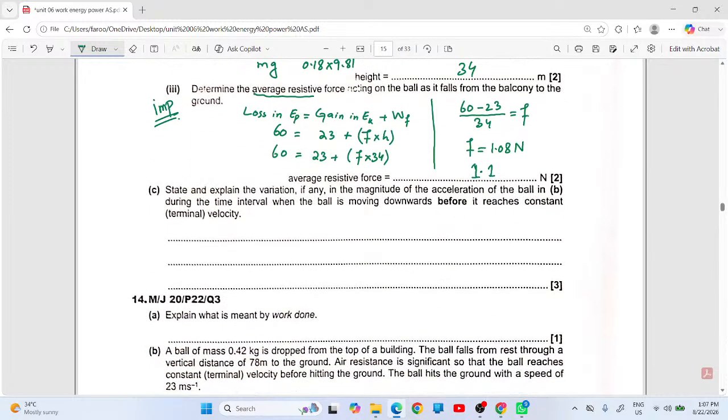Next is state and explain the variation, if any, in the magnitude of the acceleration of the ball during the time interval the ball is moving downward before it reaches a constant terminal speed. The drag force or the resistive force is upward, weight is downward. So net force equals weight minus resistive force. And you know that resistive force is proportional to speed. As speed increases, resistive force also increases in downward motion, which decreases the resultant or net force. When net force decreases, acceleration also decreases.